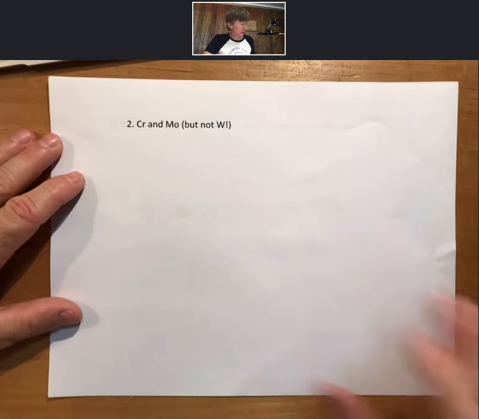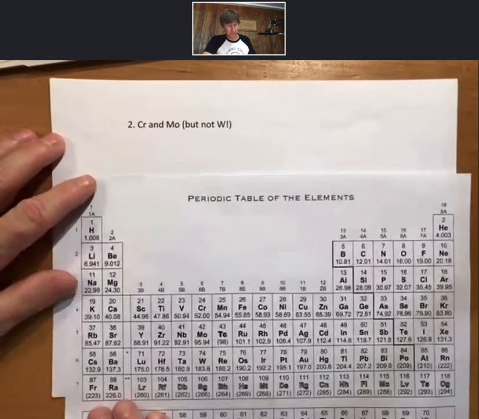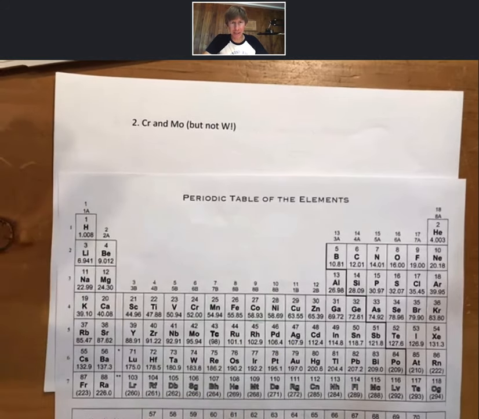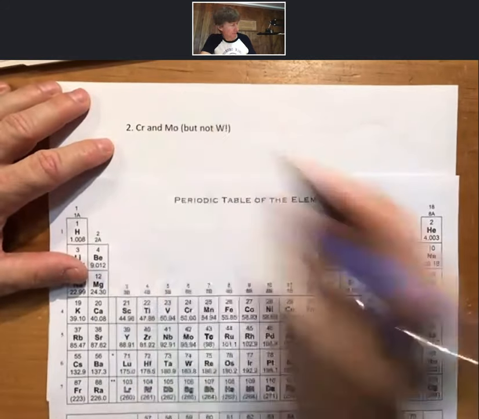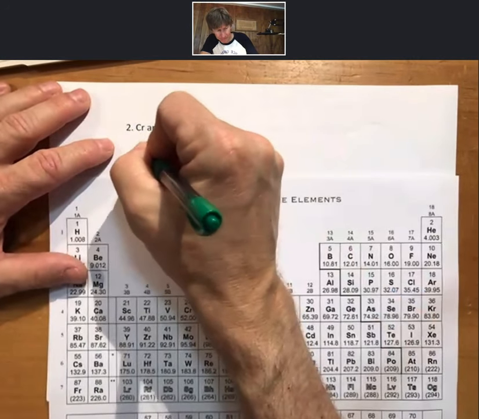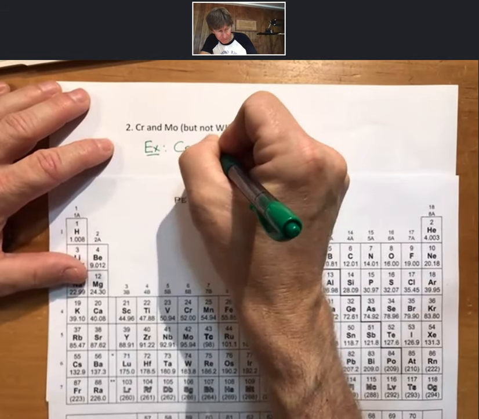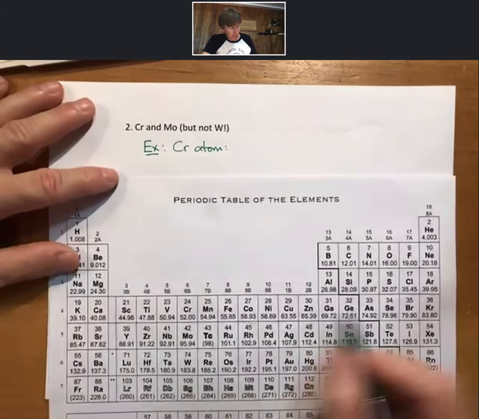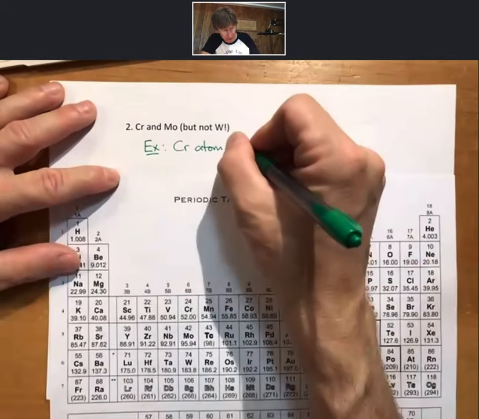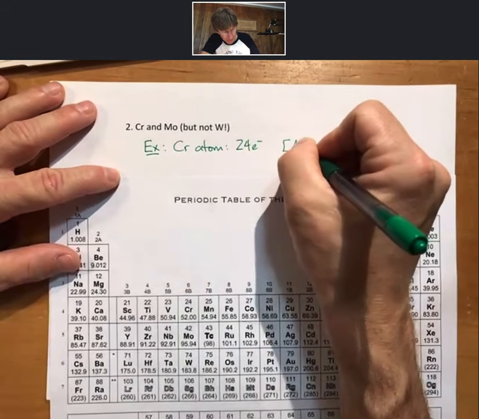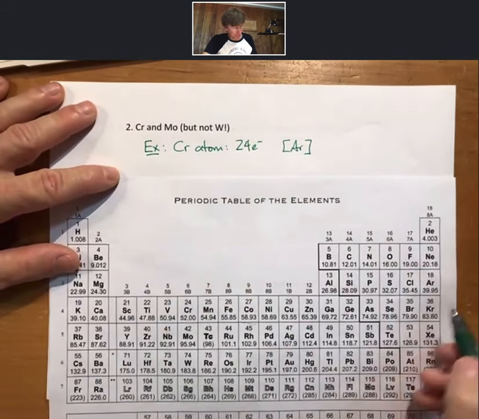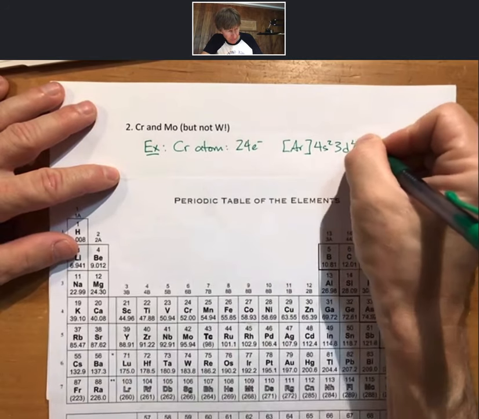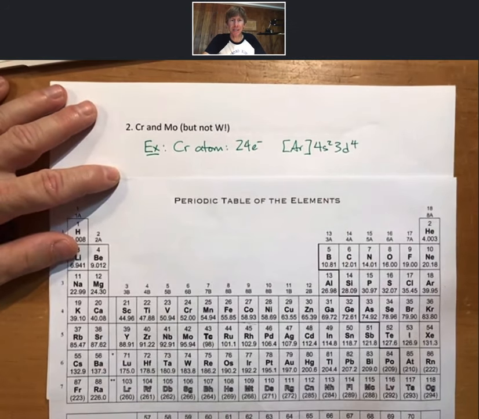2 more exceptions to know. Those are going to be chromium and molybdenum. Those are below each other right here on the periodic table. It's a similar idea. This time we'll start by doing the chromium atom. Molybdenum is similar. We have argon, so let's see, 24 electrons. First, 18 electrons of argon, then 4s2, 3d4 according to the shape of the periodic table.